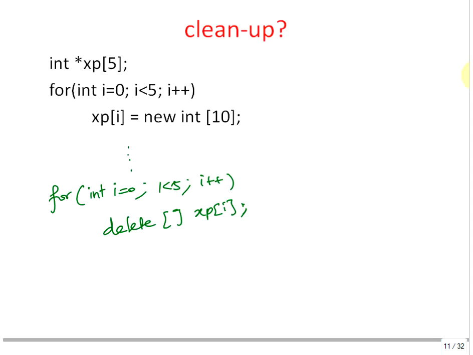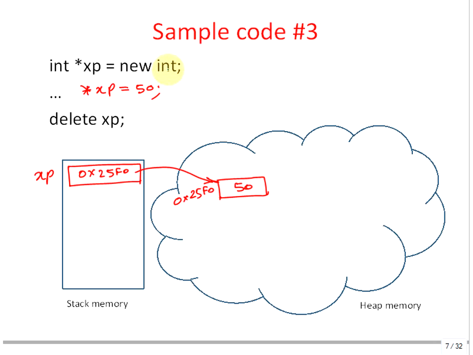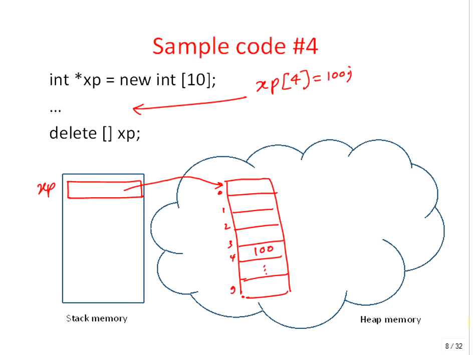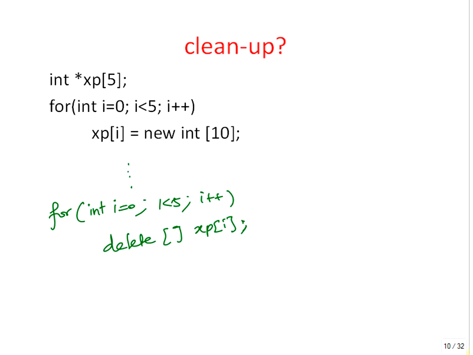So for that, you have to look into this code. See, sample code 3 has a pointer pointing to one integer, right? And here, using the same pointer, we wrote this code, and now it's pointing to an array of 10 integers. Just by looking at xp, can we tell whether it's pointing to one integer versus 10 integers, 100 integers, and so on? Unfortunately not, right? It's just a pointer. We have no clue how many items it's pointing to.